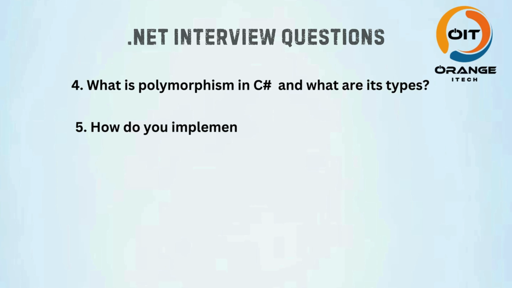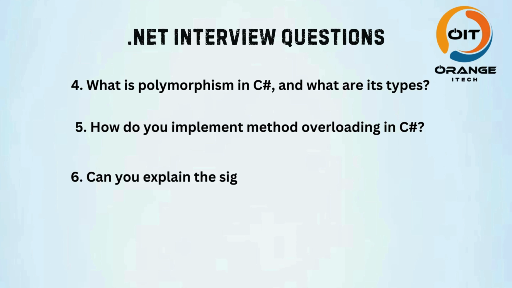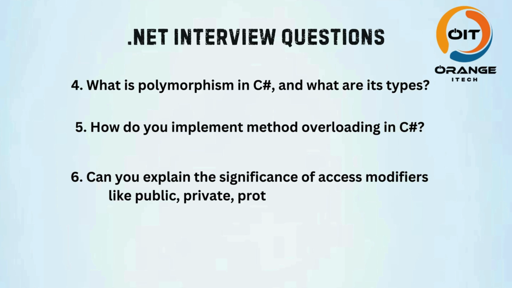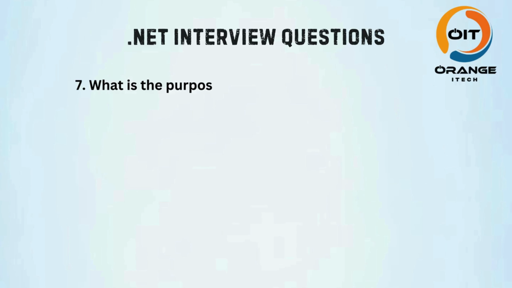How do you implement method overloading in C#? Can you explain the significance of access modifiers like public, private, protected and internal? What is the purpose of static keyword in C#?